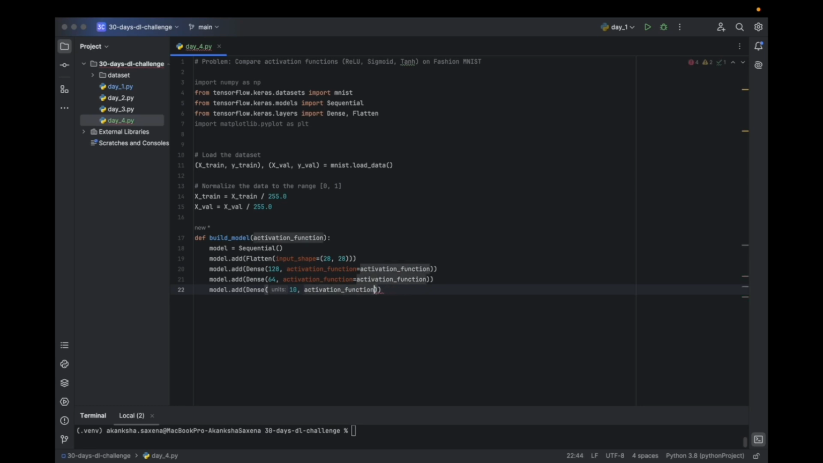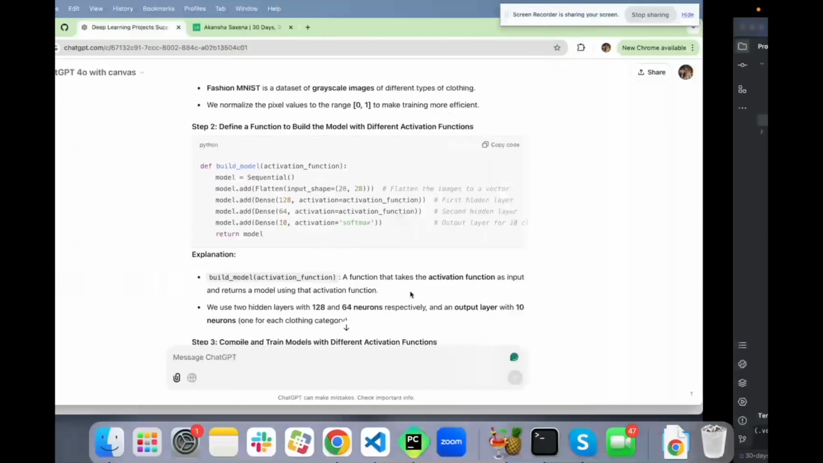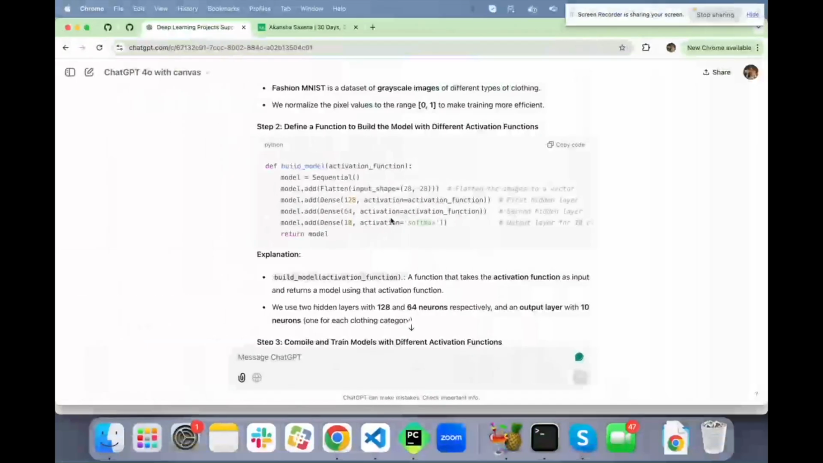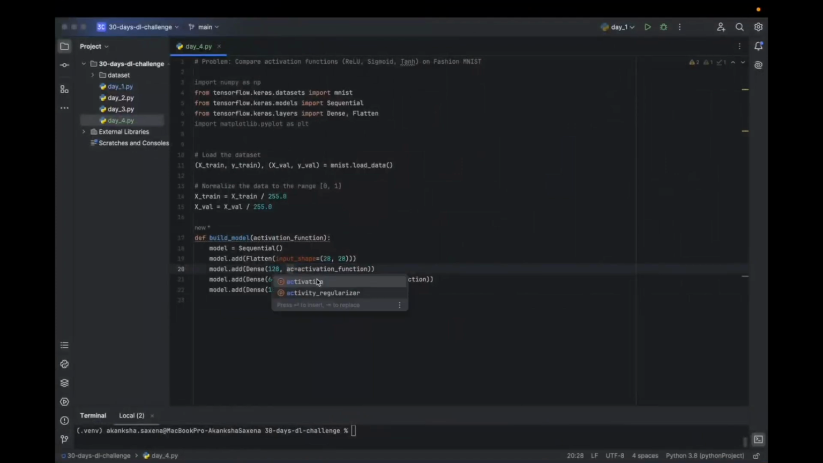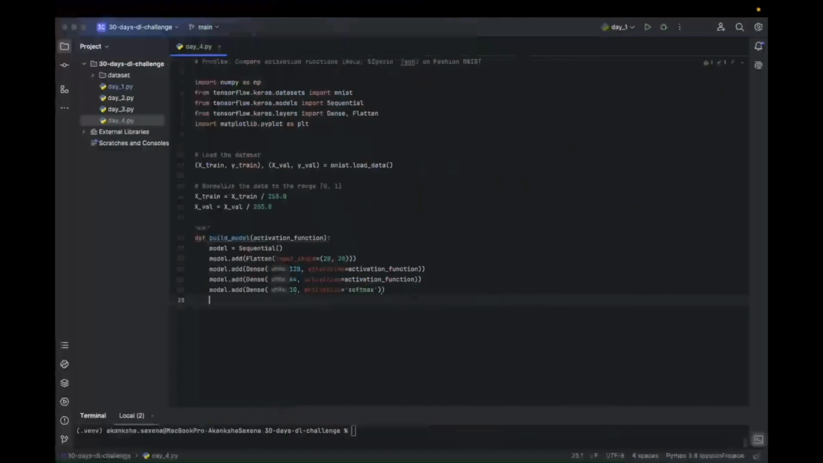softmax. And why are we going to have softmax? Because softmax outputs in the form of probability for the 10 neurons, and the sum of the probabilities of all these 10 neurons is going to be 1, whatever it is going to output. Correct. Sorry, activation, I had a typo. Yes, activation. So done. And once done, we will simply return the model.